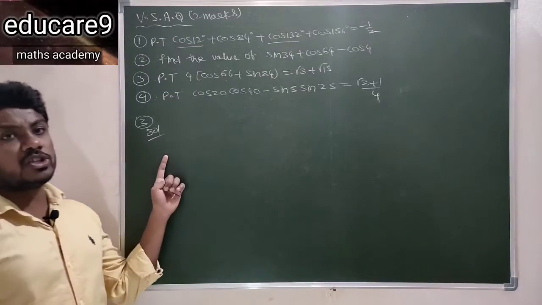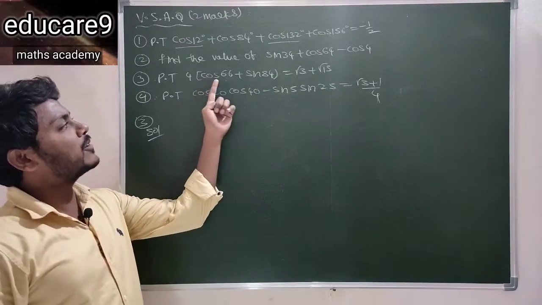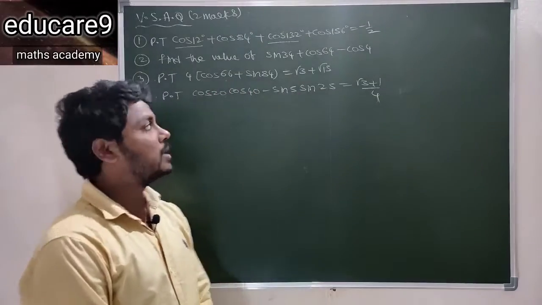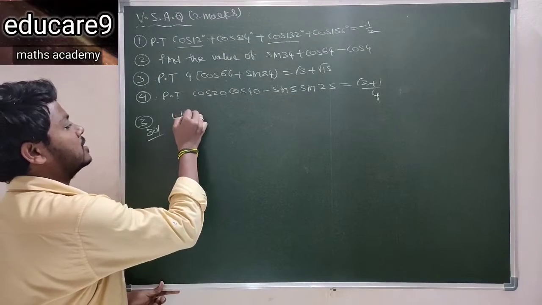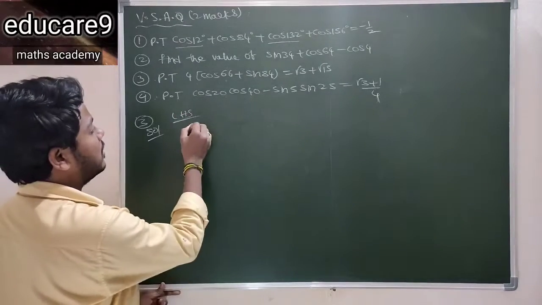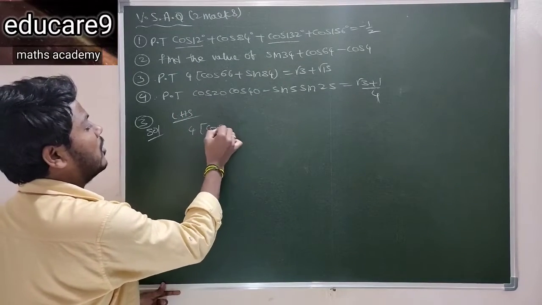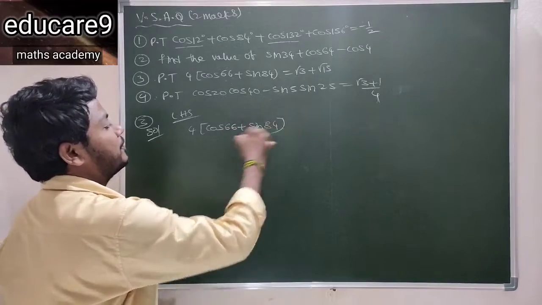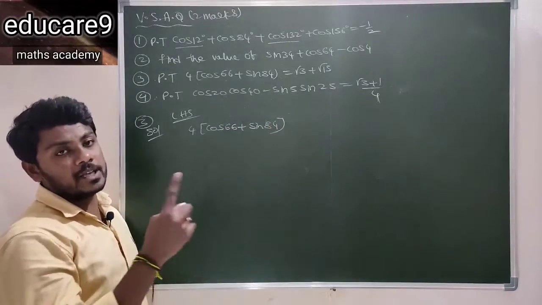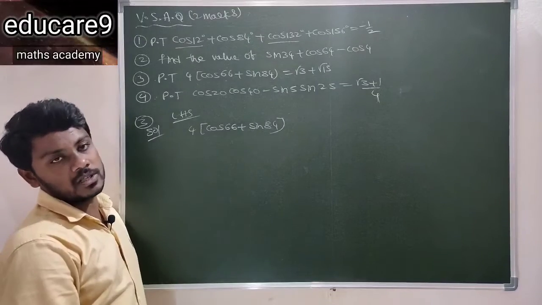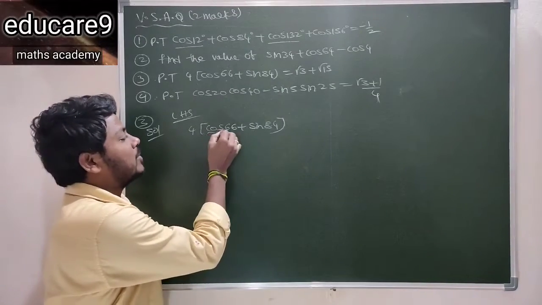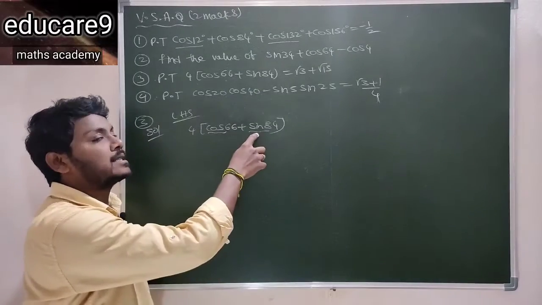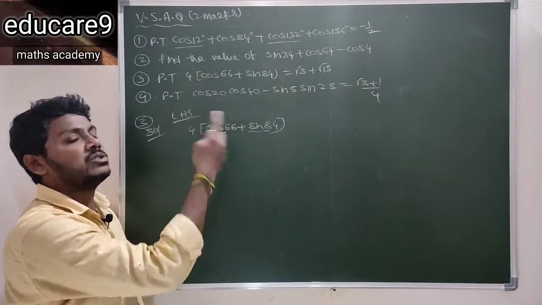So see the third solution. Prove that 4 times of cos 66 plus sin 84 value is root 3 plus root 15. So here consider the LHS. So what is that? 4 into cos 66 plus sin 84. So we have sin C plus sin D and cos C plus cos D formulas. But here one term is cos and another term is sin. So we have to change either sin into cos or cos into sin.